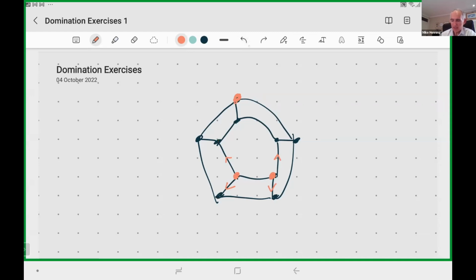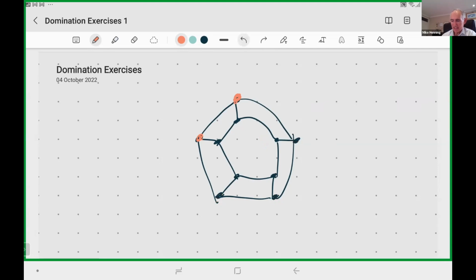Maybe I could have picked, let's try, what if I'd picked all the outer vertices? That's also a minimal dominating set because I need every vertex. If you take one of them away, it doesn't dominate because now there's a vertex over here that's not dominated. So this is a minimal dominating set of cardinality 5. And you can also find one of cardinality 4.